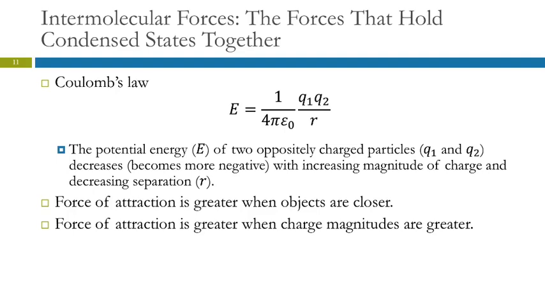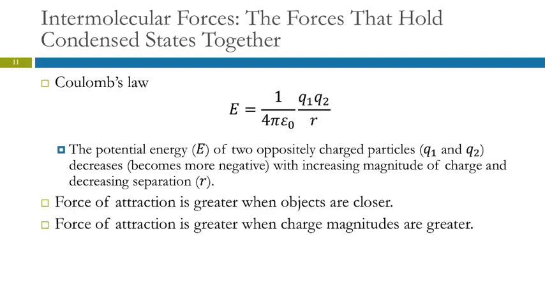So Coulomb's law helps us to understand the relationship here. So E is energy, the potential energy of two oppositely charged particles, Q1 and Q2. So those are the charges on the particles. And R is the distance between the two particles. This is just a constant, and we can kind of ignore that.